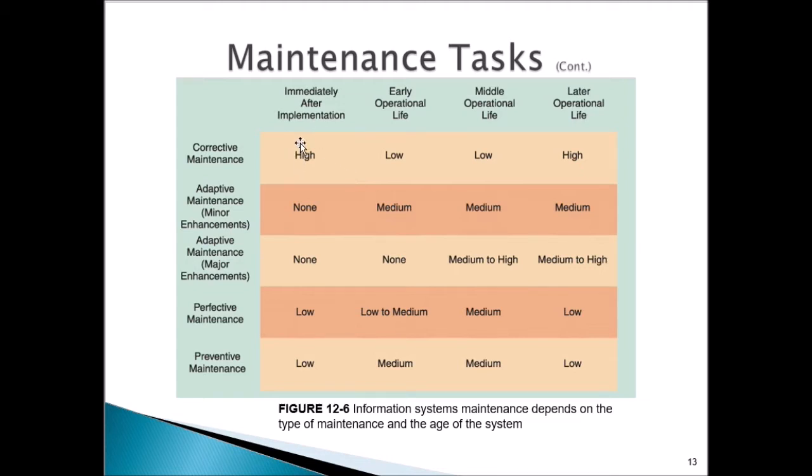So here's kind of what I mentioned. Immediately after implementation, corrective maintenance is high, and then it becomes low, and then once the product reaches its end of life, it's high. Adaptive, immediately after, the implementation is the adaptive piece, so that would be a none. And a lot of this should make pretty good sense, so I'm just going to stop here and let you guys all take a look at this for yourselves.